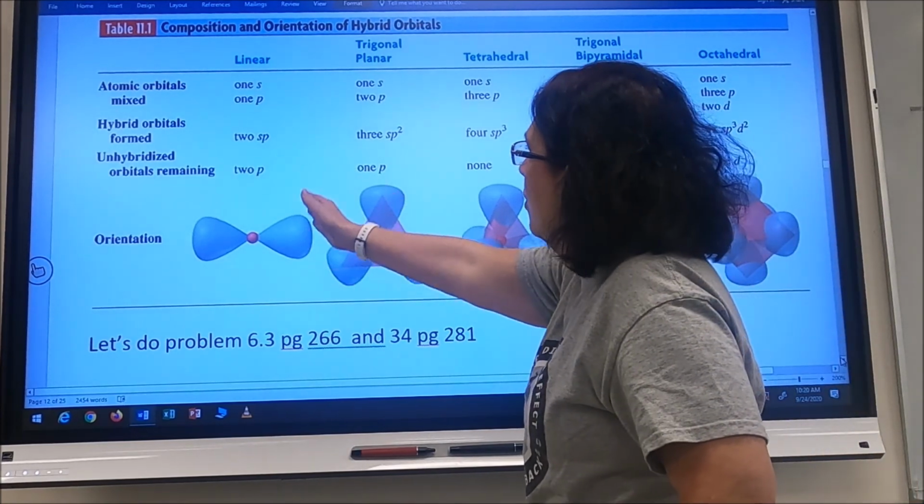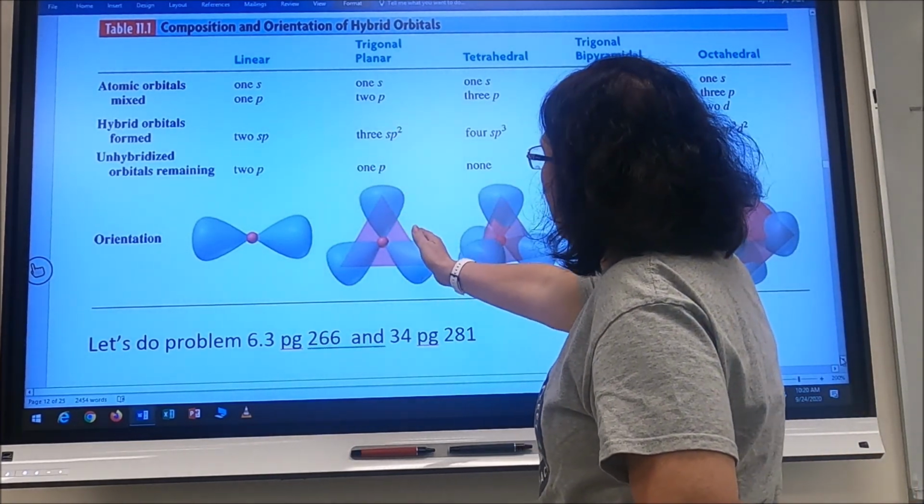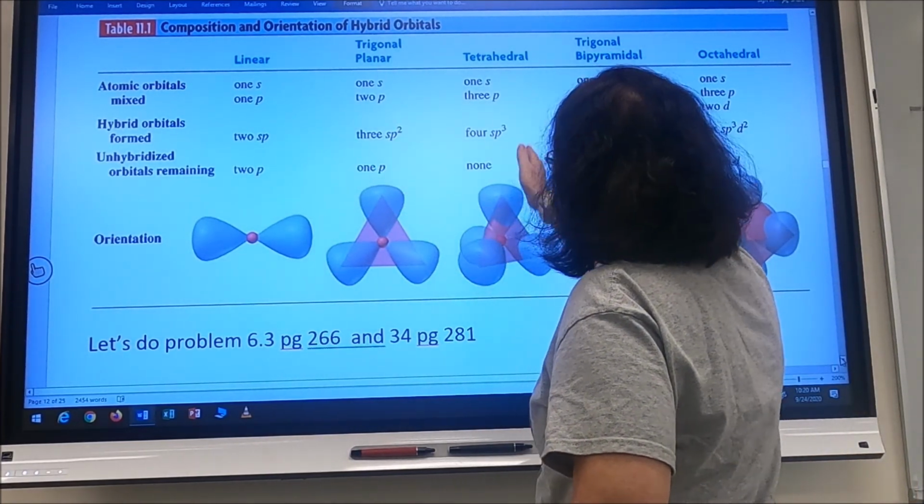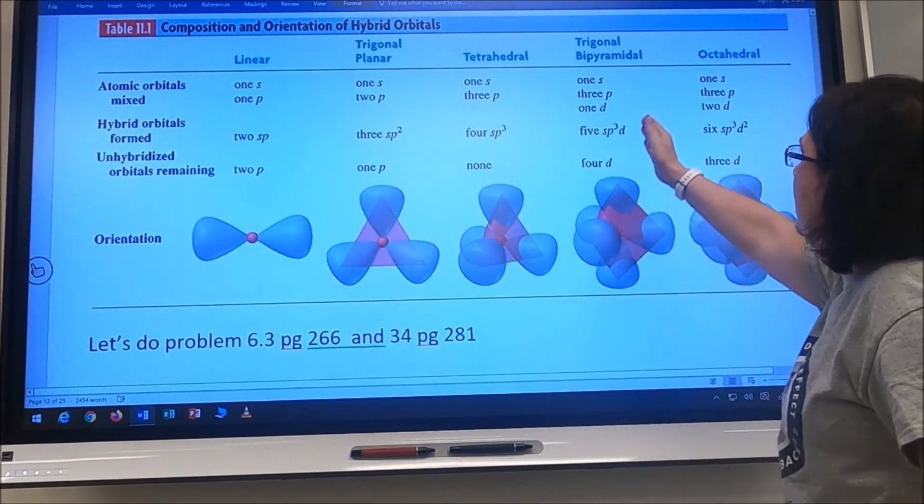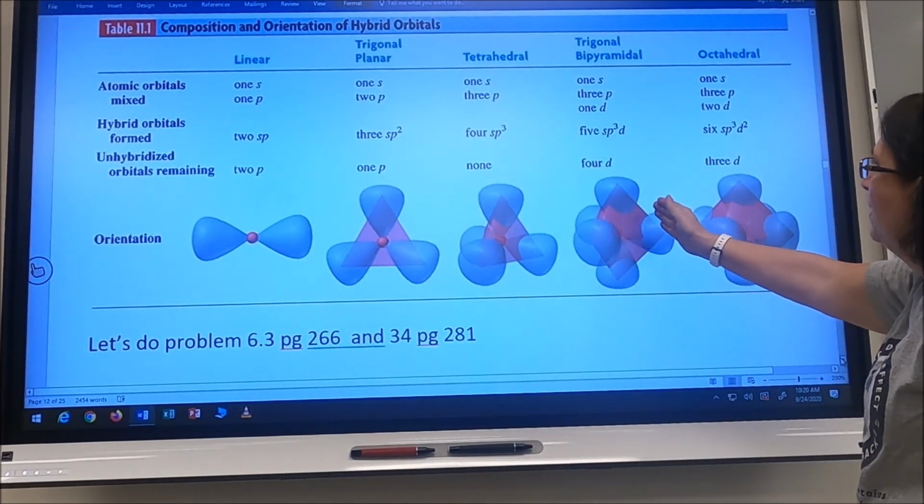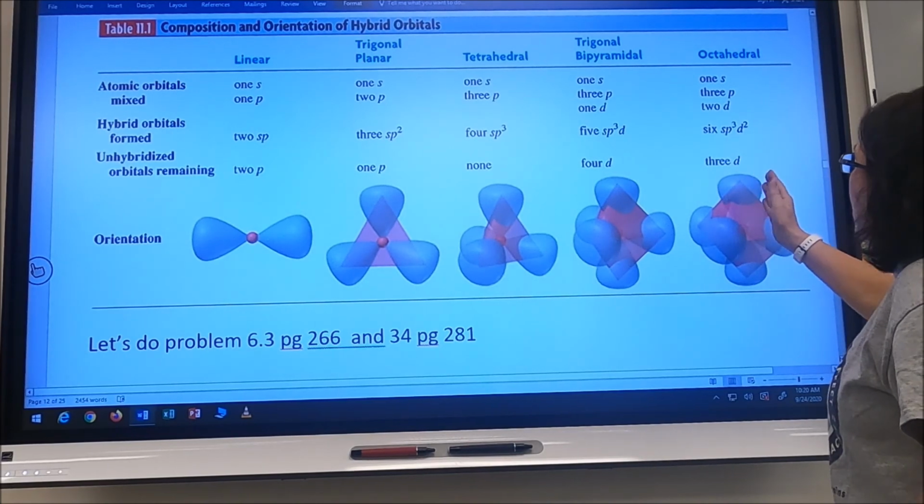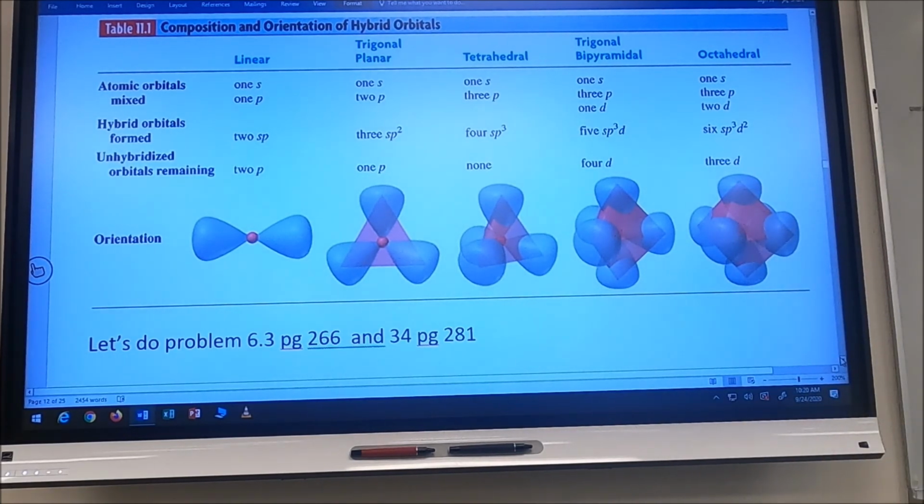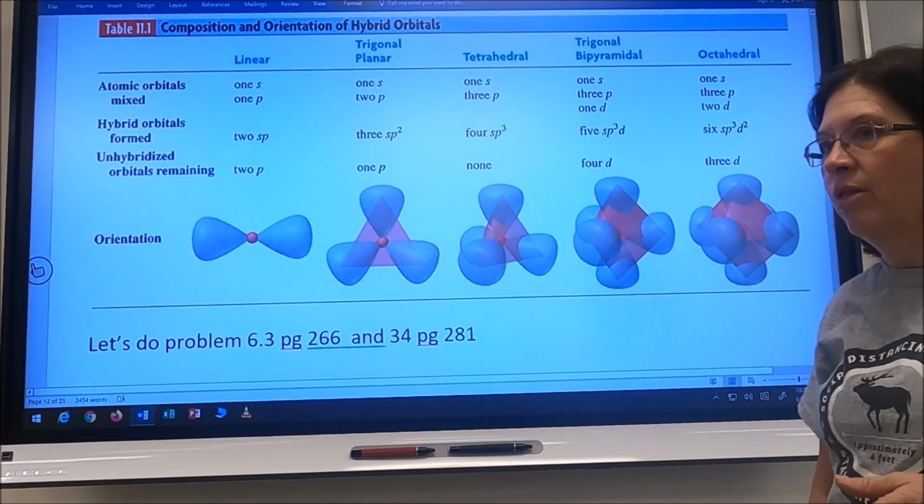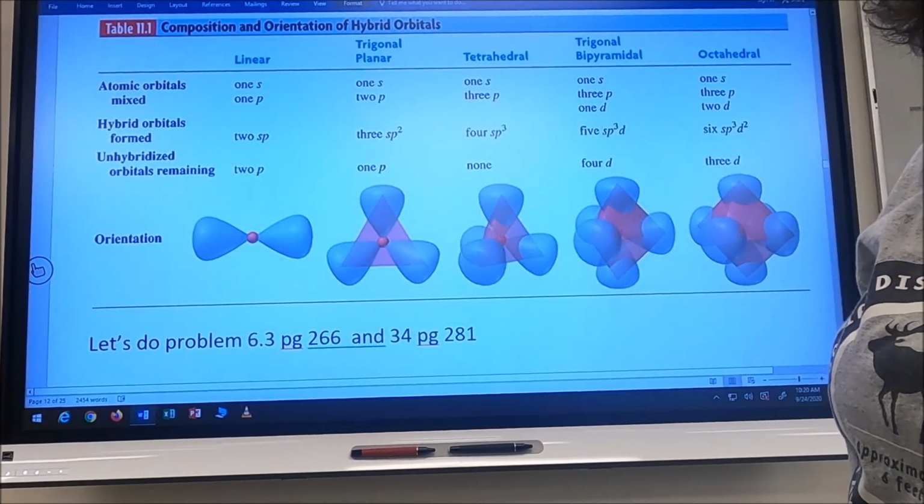So 2 electron groups, sp, 3 electron groups, sp2, 4 electron groups, sp3, 5 electron groups, sp3d, 6 electron groups, sp3d2. Now, I think that's a good place to stop. And we'll pick up there and we'll do some example problems out of the book using this.